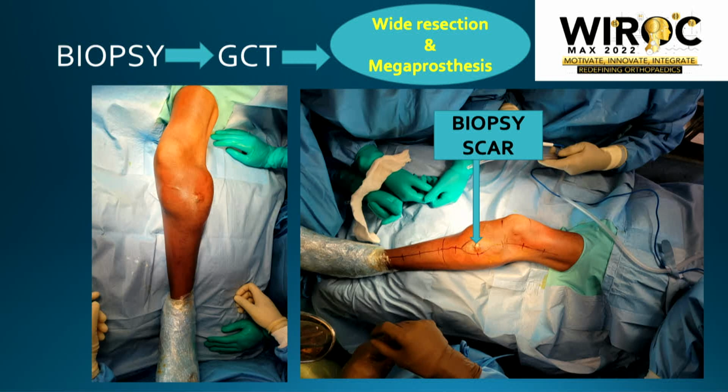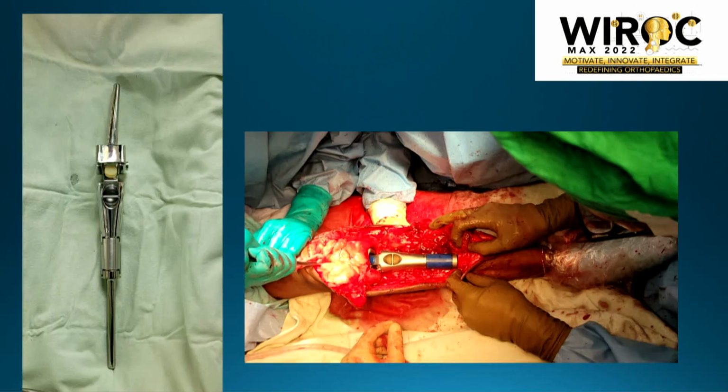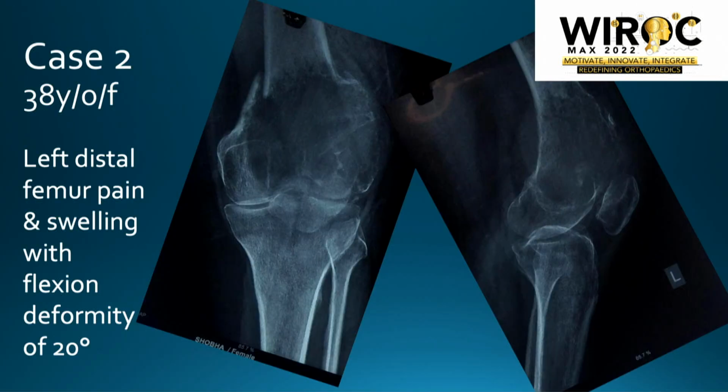We went ahead with a wide resection and megaprosthesis for this patient. As you can see, the biopsy scar has been included in the incision, and en bloc excision was done with a 5 centimeter safe margin. This is the megaprosthesis and the trial implant in situ. And this is the post-op X-ray for the patient.